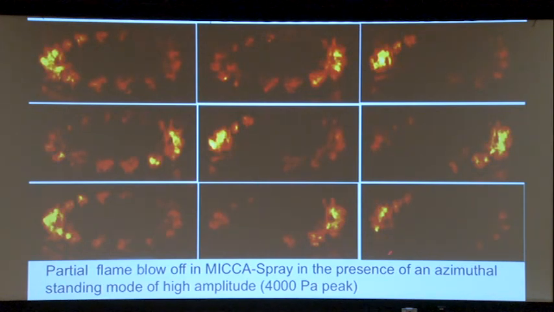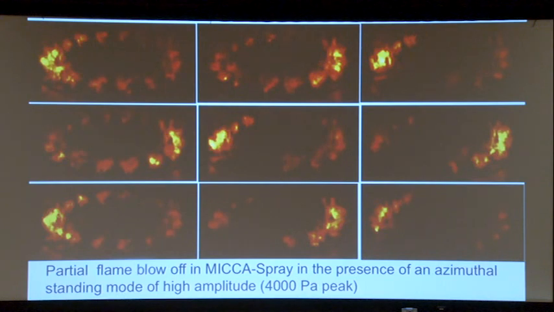You see, these are false colors, of course. The flames are blue, but it's easier to plot in red. And extinction is taking place when the level reaches about 4,000 pascals. So you need a very high level of pressure fluctuation. The flames that are extinguished are those that are close to the nodal line of pressure. But the nodal line of pressure is the maximum azimuthal velocity.